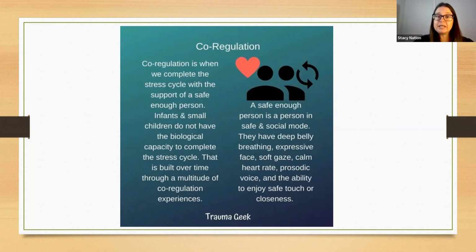Okay. A safe enough person is a person in a safe and social mode. They have deep belly breathing, expressive face, soft gaze, calm heart rate. Look, we're looking at heart rate, prosodic voice, and the ability to enjoy safe touch and closeness. So I just want you to think about that co-regulation component.